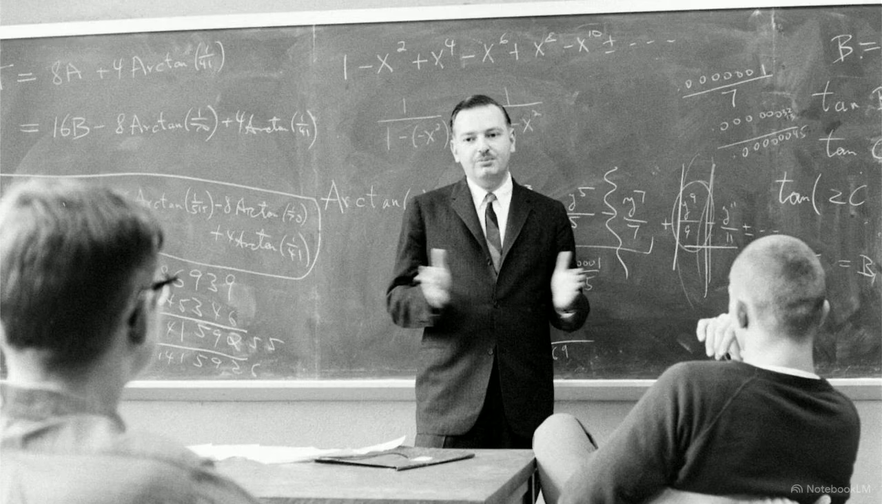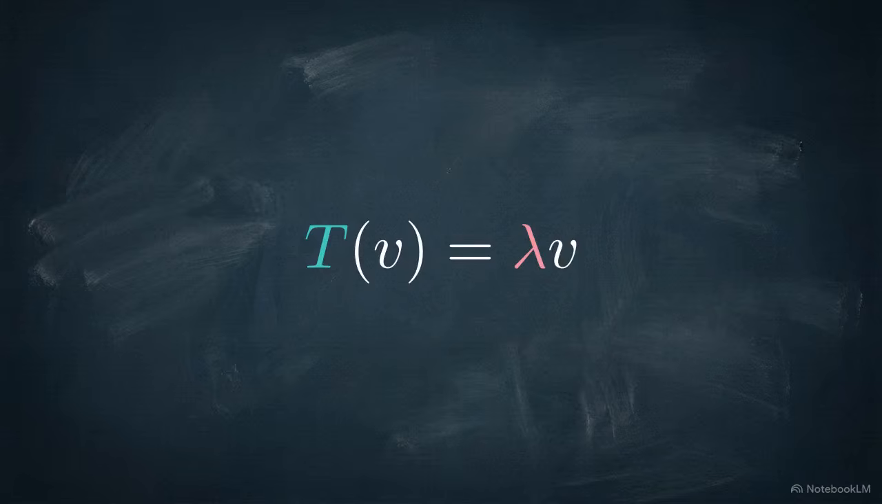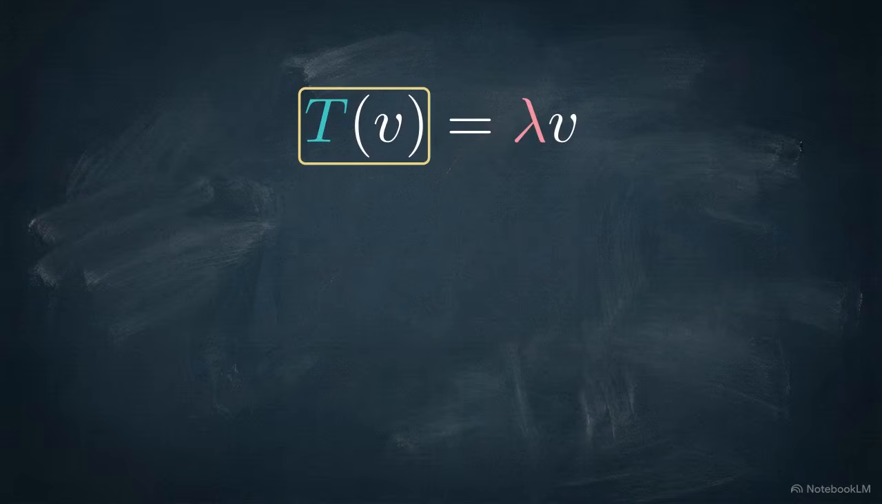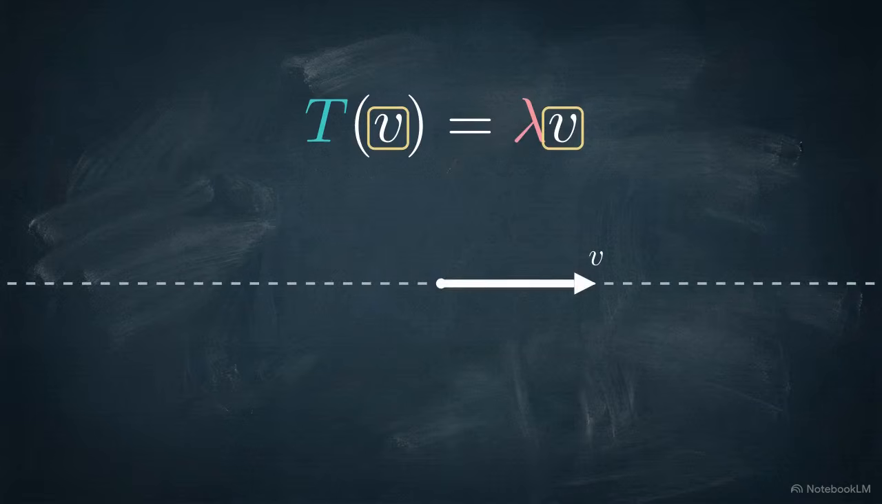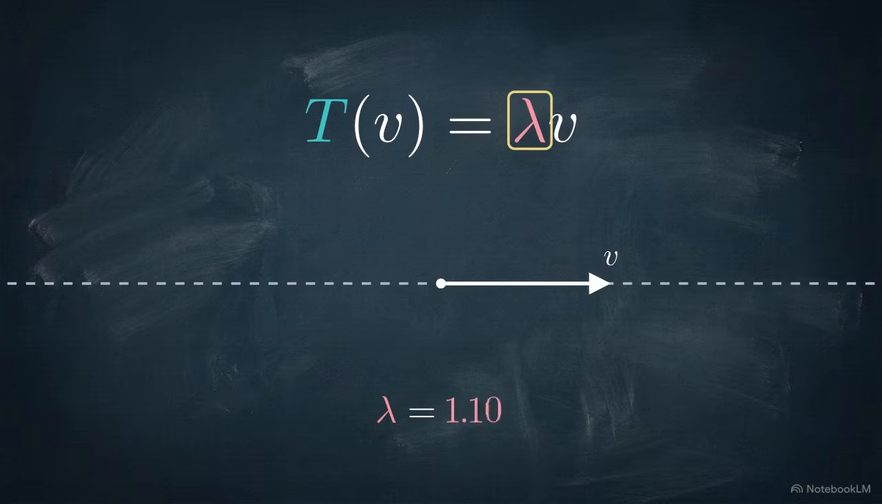To find these axes, we have to translate this geometric observation into the rigorous notation used by Hoffman and Kunze. The stretching behavior is captured by this equation. On the left, we apply the transformation T to our vector v. On the right, the result is the same vector v multiplied by a single scalar, lambda. The v component is our characteristic vector, the specific direction that refuses to change its angle during the transformation. The lambda is the characteristic value. It is the exact scalar multiplier that determines how much the vector stretches, shrinks, or reverses along that fixed line.